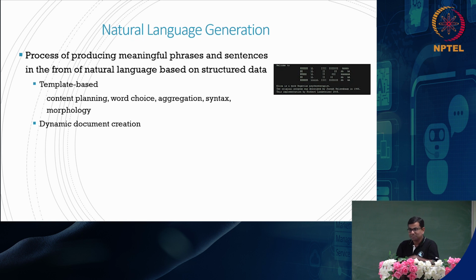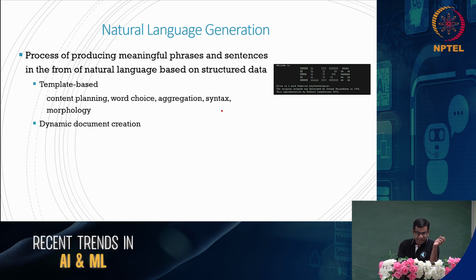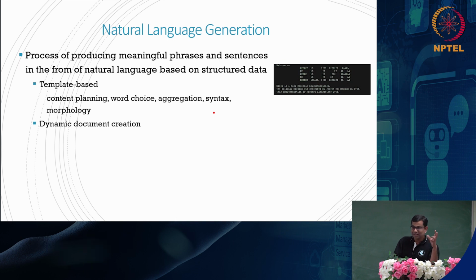Then word choice, multiple words you can use and which of them to use where, all those disambiguation, aggregation, combining phrases and sentences together, proper syntactic writing, morphology, all those things used to be done. But that's history. Nobody does that. Even if somebody does that, it will be considered primitive.